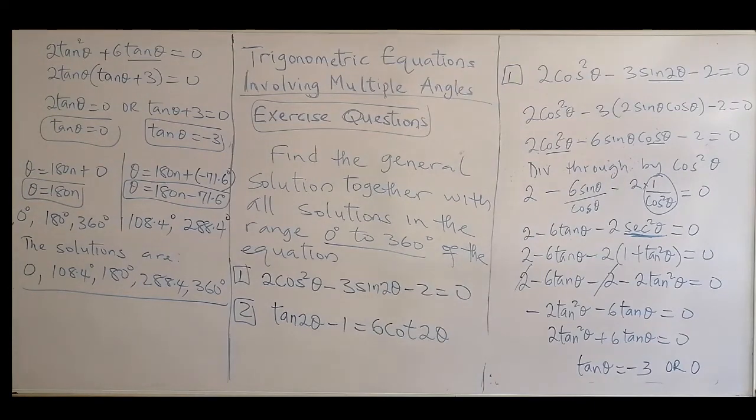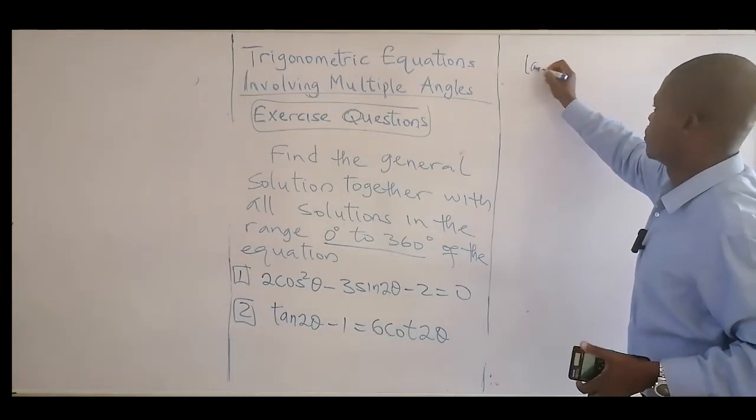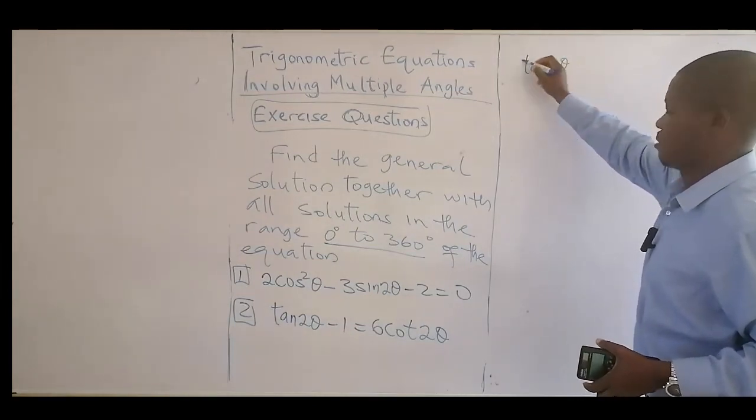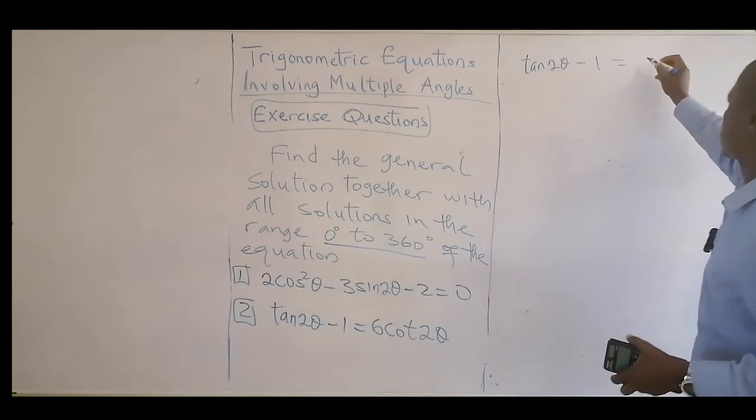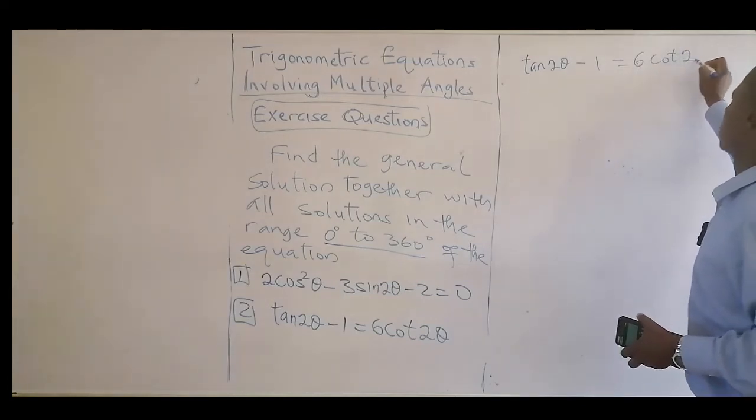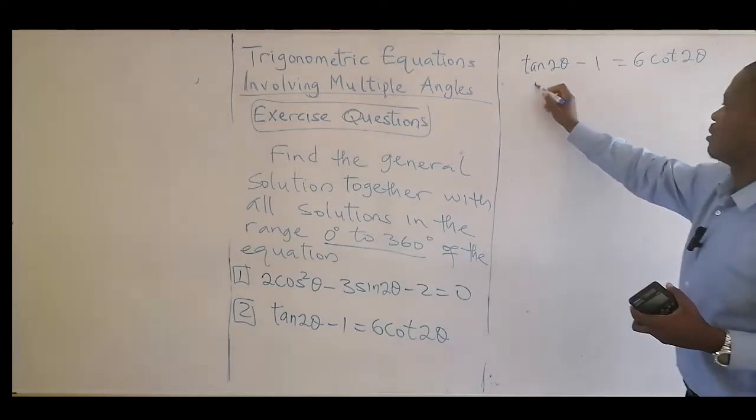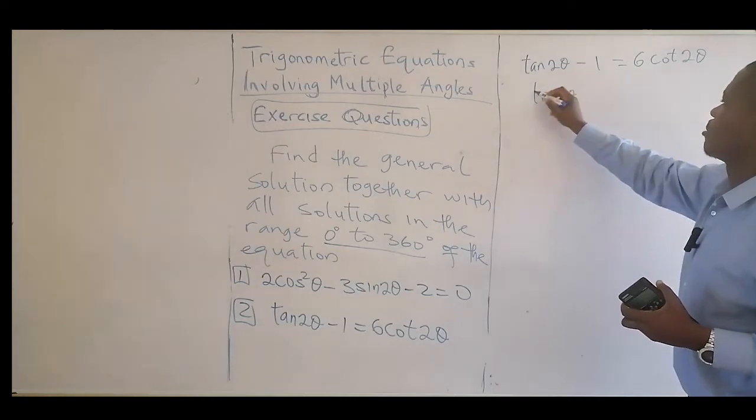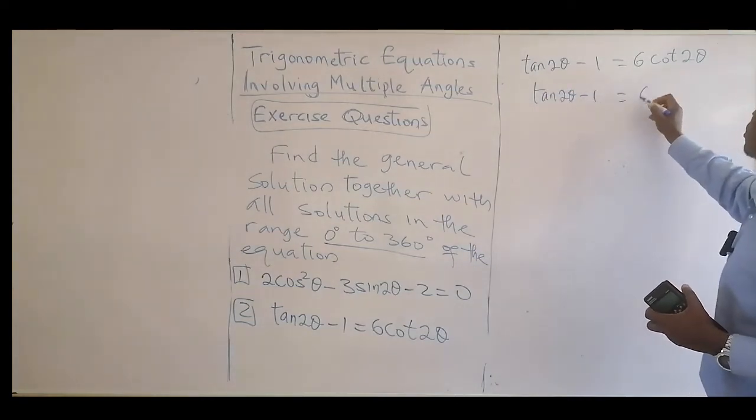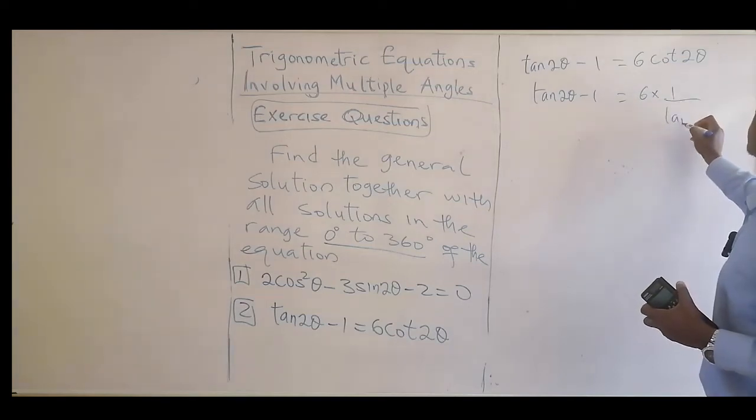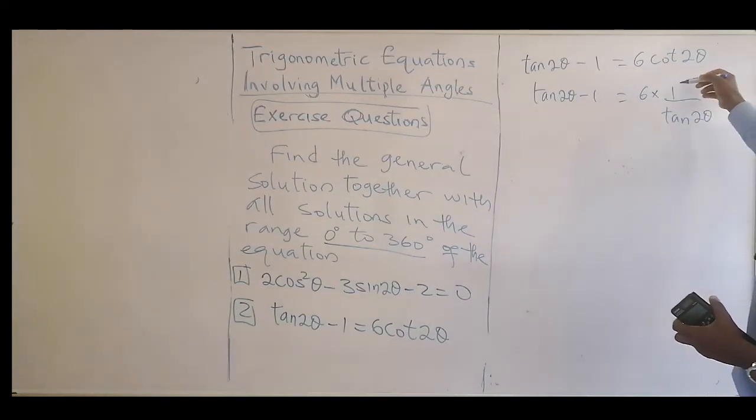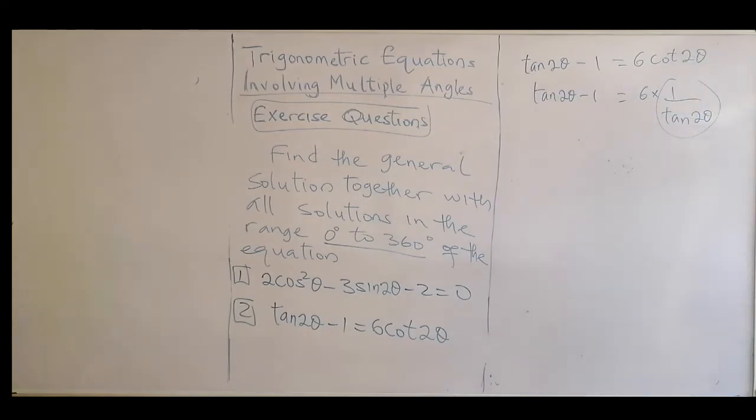Question 2, we have tan 2 theta minus 1 is equal to 6 cot 2 theta. So the first thing to ask ourselves is, what is the relationship between tan and cot? They have an inverse relationship. So this will be tan 2 theta minus 1, and cot is 6 times 1 over tan 2 theta. So cot is 1 over tangent of the angle.